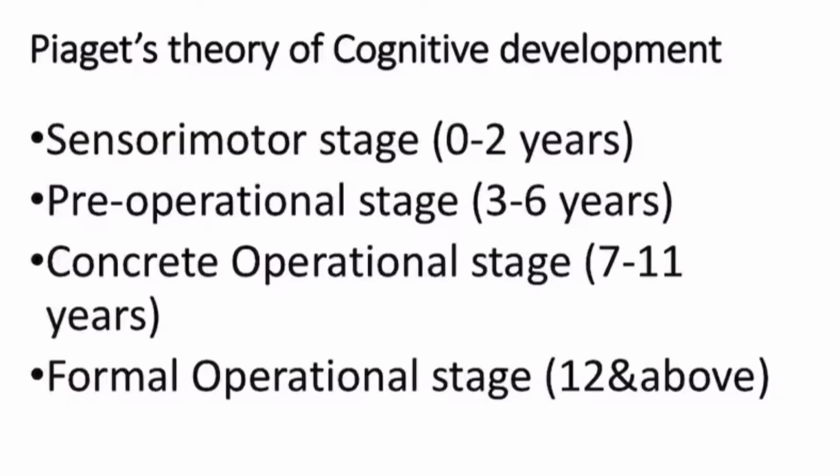Piaget, in his theory of cognitive development, says that children go through different stages of cognitive development. From birth till adolescence, there are 4 different stages. The first stage is sensory motor stage. The term sensory motor is self-explanatory. Sensory and motor, sensations and movement.